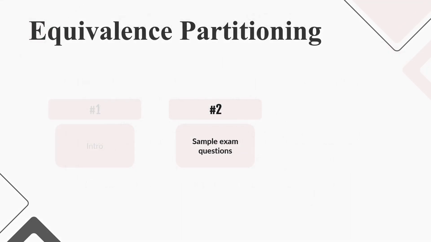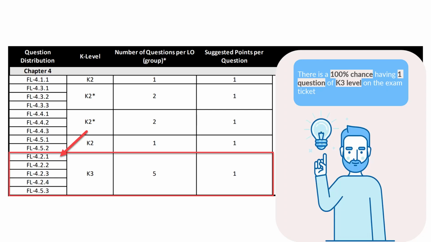There is a 100% chance of having one question of K3 level on the exam ticket. The K3 level questions are the most difficult. Some you can answer in 1 or 2 minutes, but some questions are so twisted and confusing that you can spend 10 or more than 10 minutes on them.